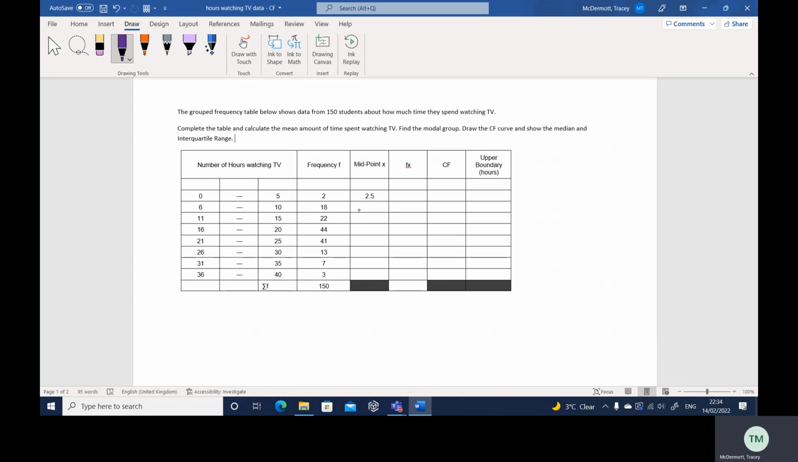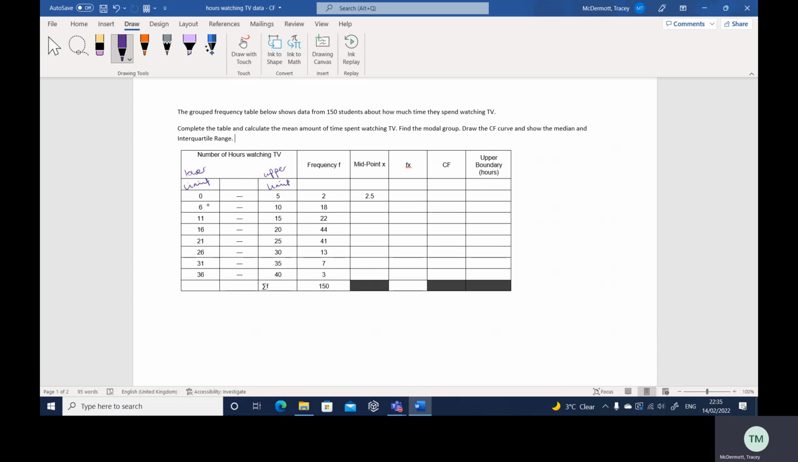Now, to do some calculations, what we've got to do is work out the midpoint, because knowing that these 2 people have watched between 0 and 5 hours of TV is too vague to be doing any kind of analysis on. So we work out the midpoint and we give each category an average. To get the midpoint, you're going to add your 2 limits. So this here would be your lower limit, all these numbers on the left, and the numbers on the right are your upper limits. So that's your class limits.